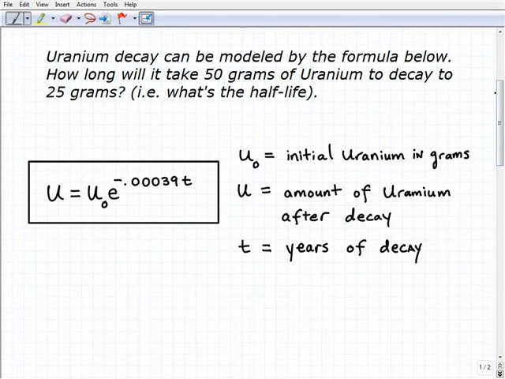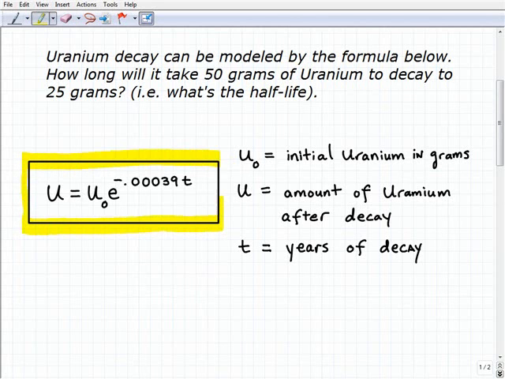Uranium decay. Uranium is a radioactive isotope, if I'm not mistaken. It's a radioactive material, and it decays over a period of time, i.e. dwindles away. So we have uranium decay that can be modeled by this particular formula right here, and you can clearly see it involves an exponential function.